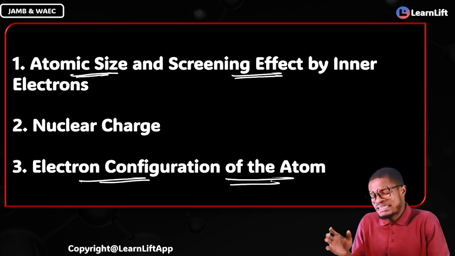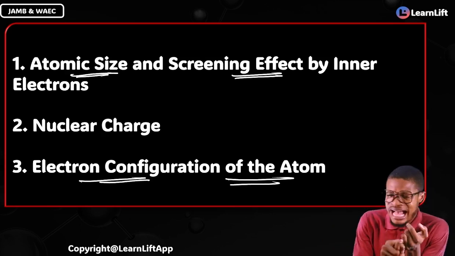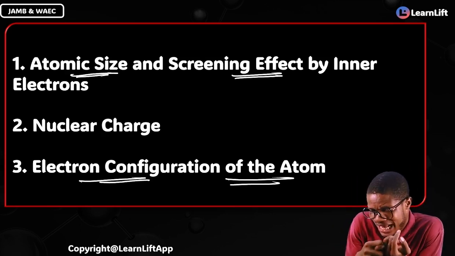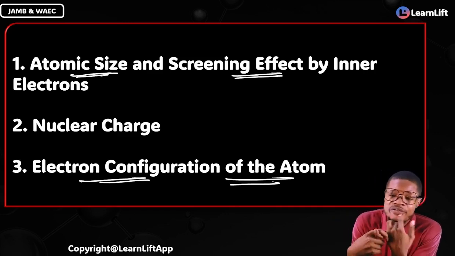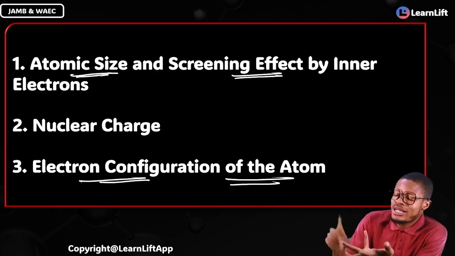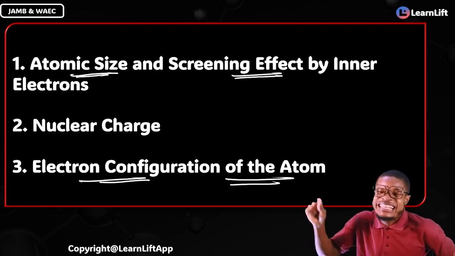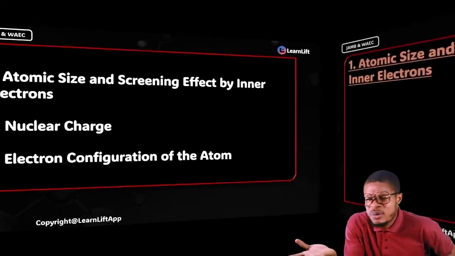Give me the 3 factors that affect ionization energy. Atomic size and screening effect by inner electrons, right? That screening effect is also called your shielding effect. Number 2 is called the nuclear charge. And number 3 is called the electron configuration of the atom. Let's look at them one after the other.